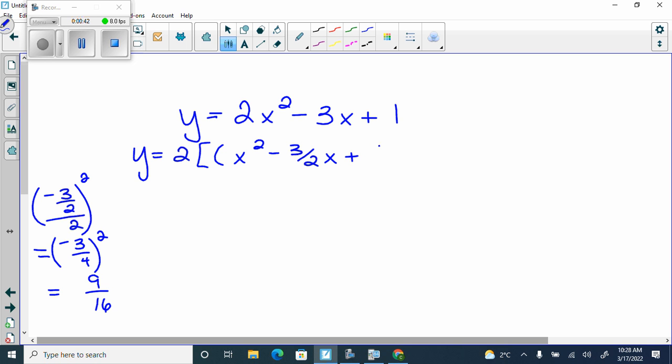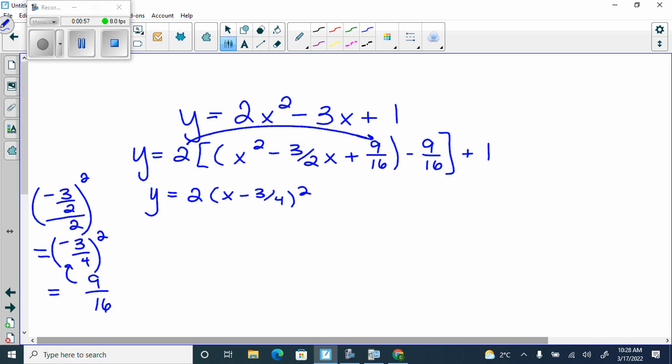All right, plus 9 over 16 minus 9 over 16 plus 1. So we're going to get y equals 2, x, look one back, negative 3 quarters squared. When I multiply these, I'm going to get 18 over 16, which is 9 over 8, reduced. Meant to multiply those, not this. Let's check that. Negative 9 over 8 plus 1. So I get 2 times x minus 3 quarters squared minus 1 eighth, which is a completely different answer than I had last time.